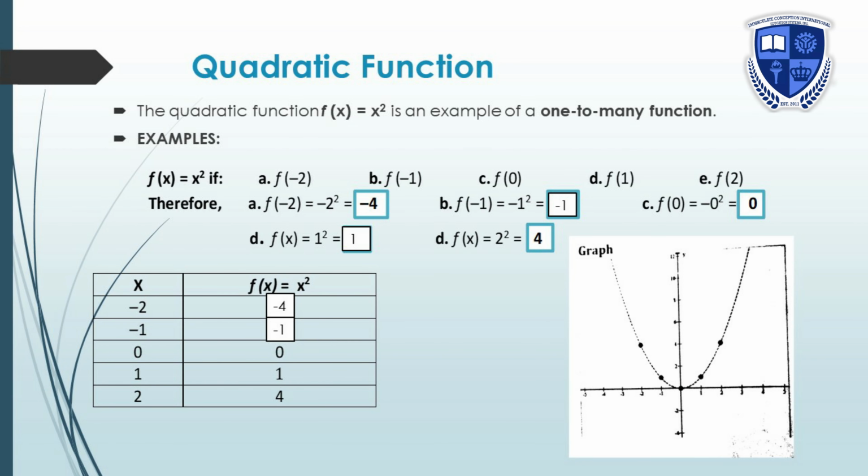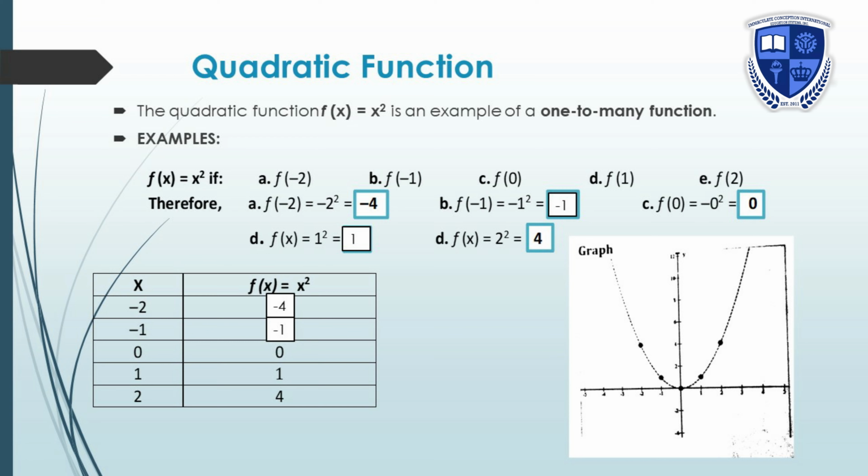The quadratic function f of x is equal to x squared is an example of a one-to-many function. For example, class, f of x is equal to x squared. So, yan po yung aking given. If our value in x that we will substitute in the given are letter A, negative 2, B, negative 1, letter C, 0, letter D, positive 1, letter E, positive 2. So now, apply po natin sa ating given.